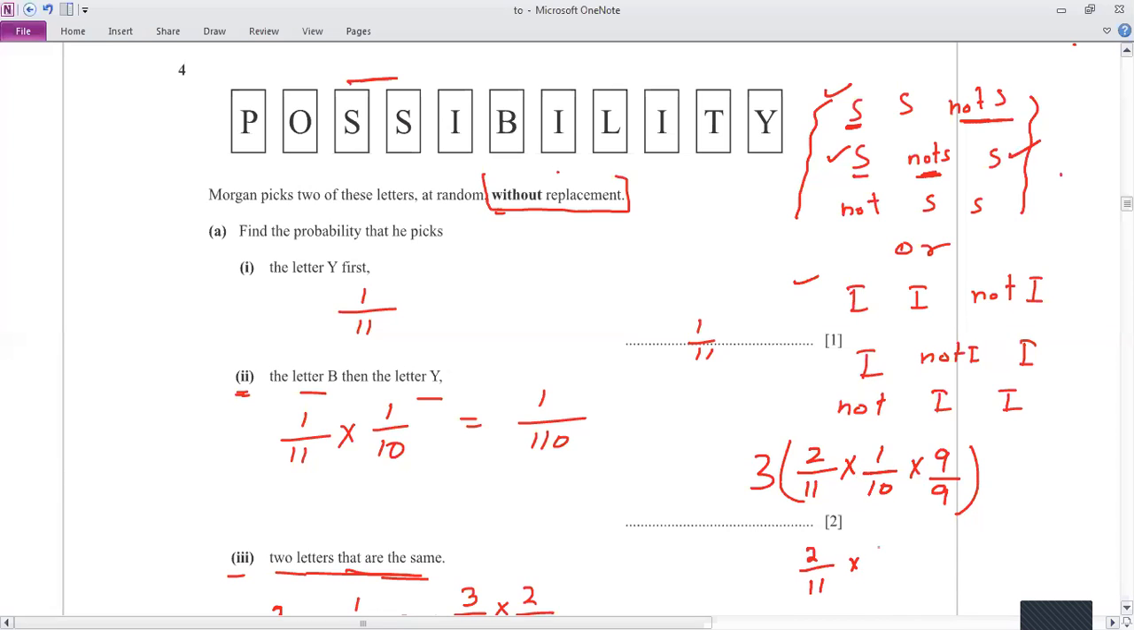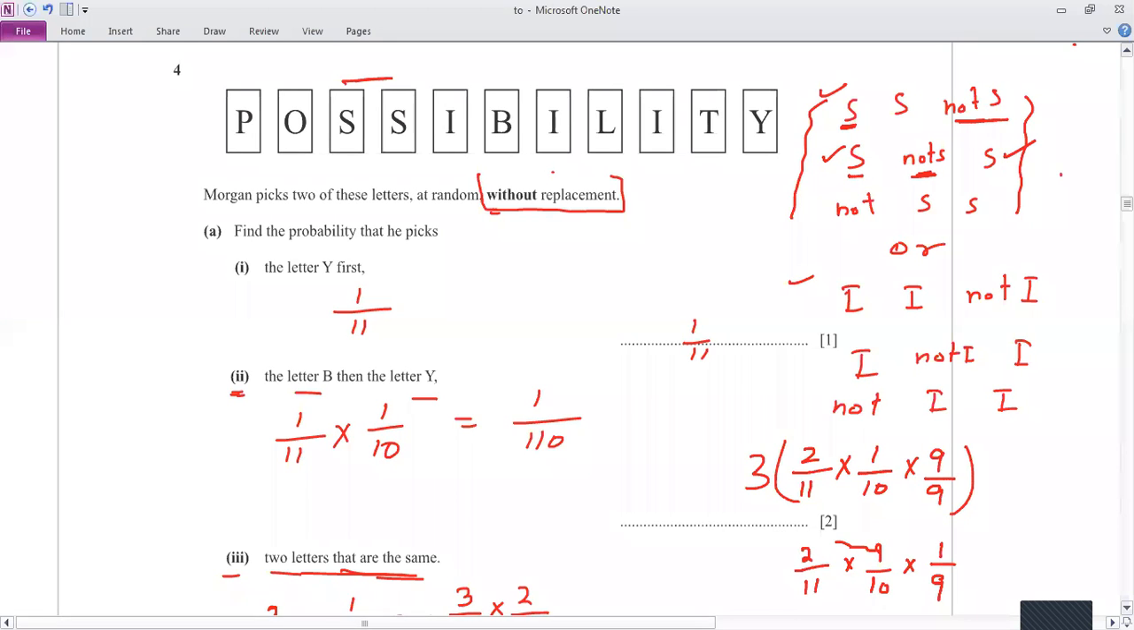Now what will happen in the second case? It will be 9 out of 10. And in the third case, what will happen? It will be 1 over 9. So look, the top number and the bottom number are same in multiplication. So that is why instead of repeatedly writing them, there are three chances, so write 3 outside. That is what I did.